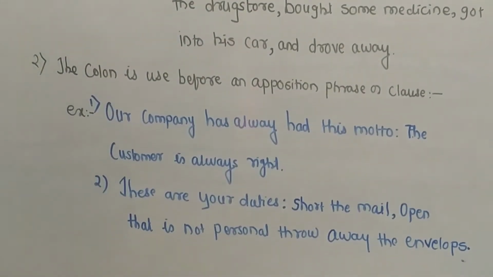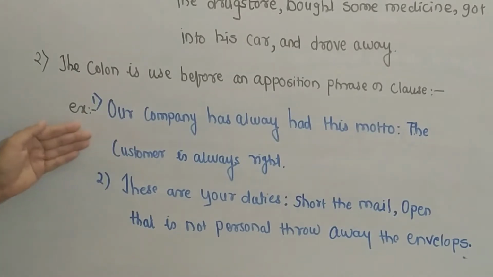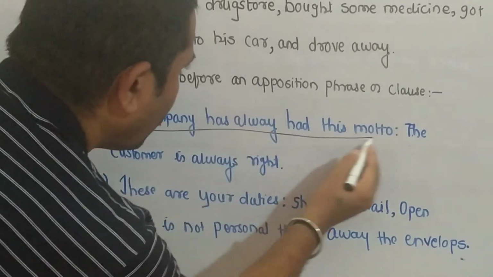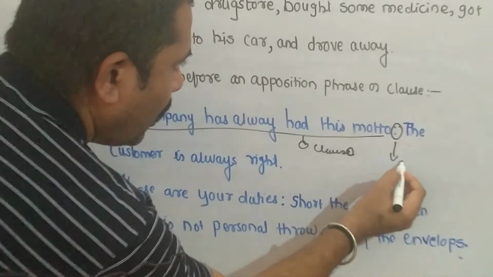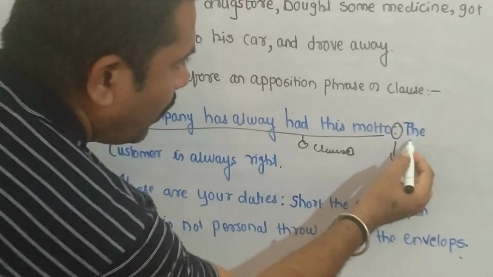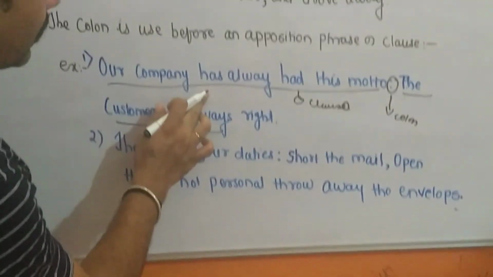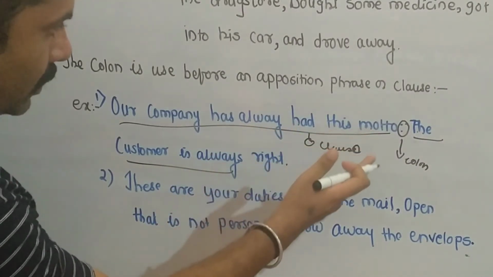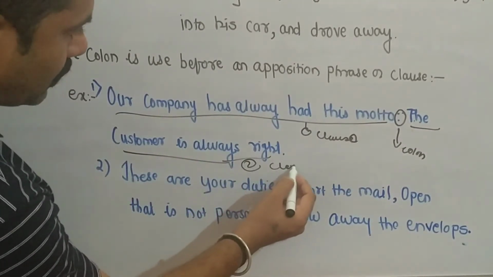So in a sentence, sometimes we use phrases, sometimes we use clauses. Now see the examples. Our company has always had its motto. Now see, this is one of the clauses. Then we put the colon symbol, and then the next phrase, the next clause. Our company has always had its motto, then colon, the customer is always right. This is the second clause.